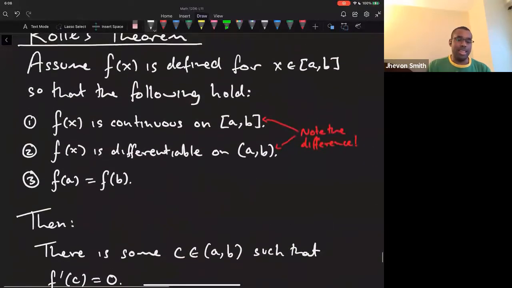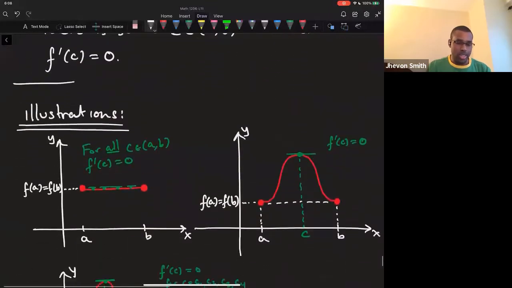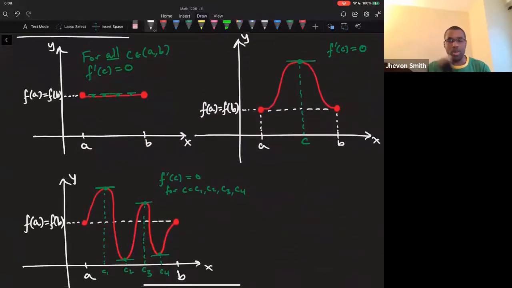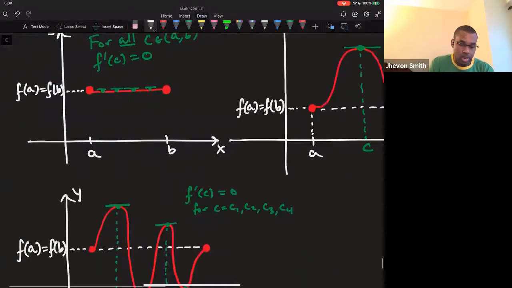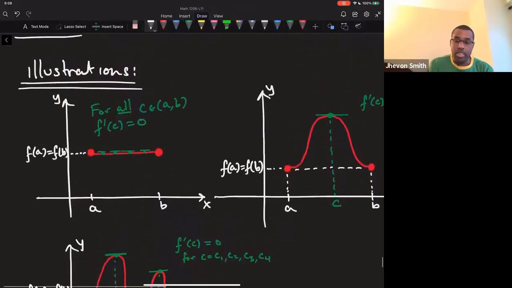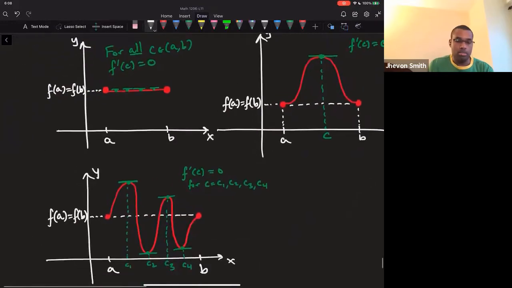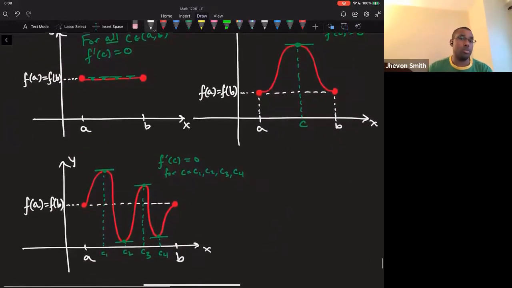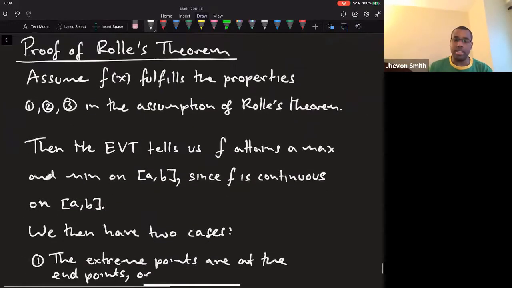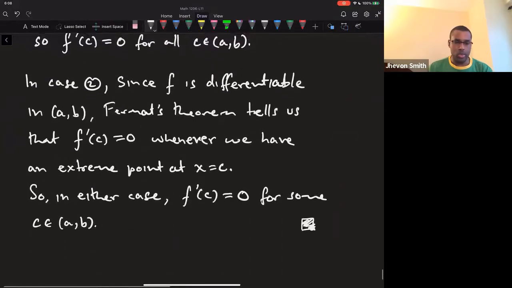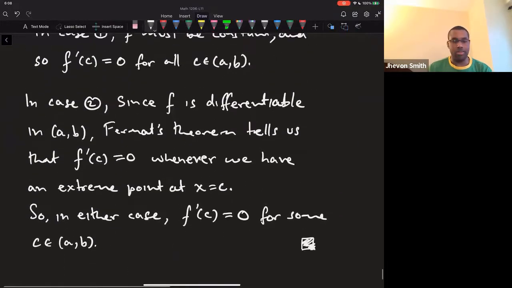Given that these three things are fulfilled. So if you're continuous, the derivative exists, there must be some point in between A and B where the slope is 0. And it can be multiple points, as you can see here and here. It can be a single point, as you can see here, but there has to be such a point. And we actually proved that. And I think that's where we stopped. We didn't do anything after that.